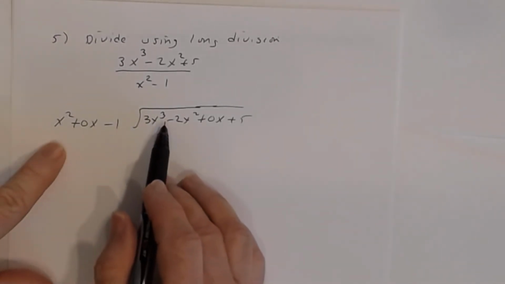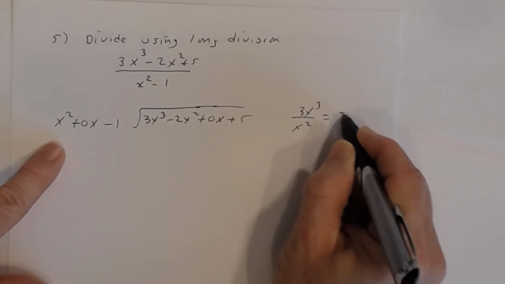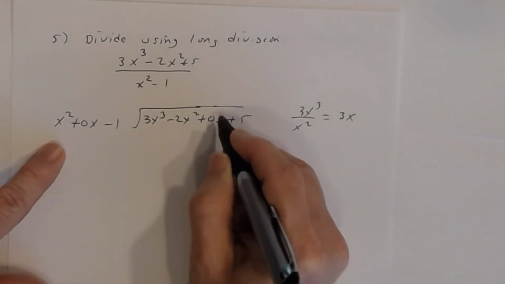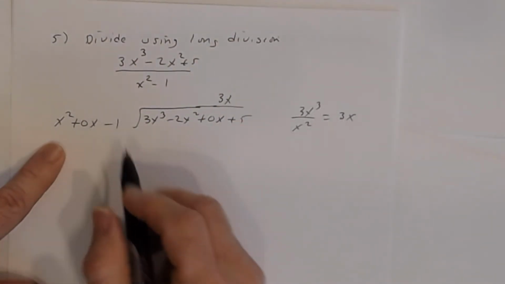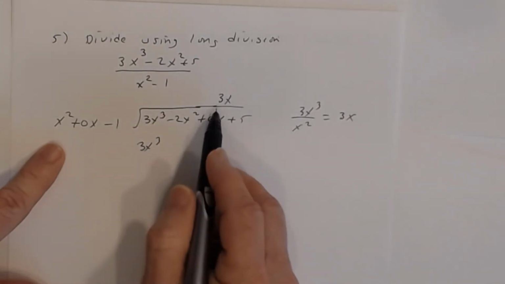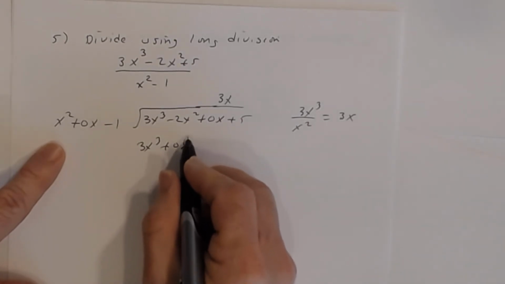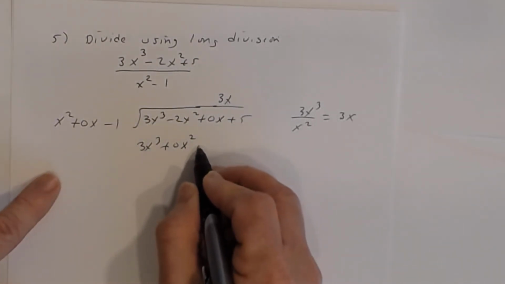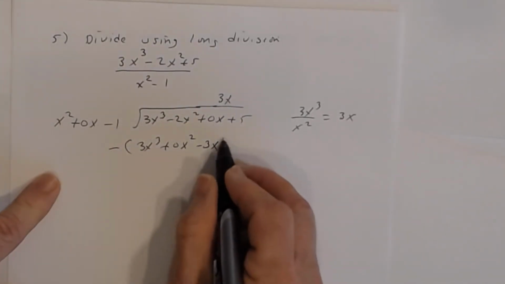x squared divided into 3x cubed. So 3x cubed divided by x squared is just 3x. So that's going to go here, 3x. Then we multiply. 3x times x squared is 3x cubed. Remember, those have to be the same. 3x times 0x is 0x squared. 3x times a negative 1 is a negative 3x. All right, then we subtract.